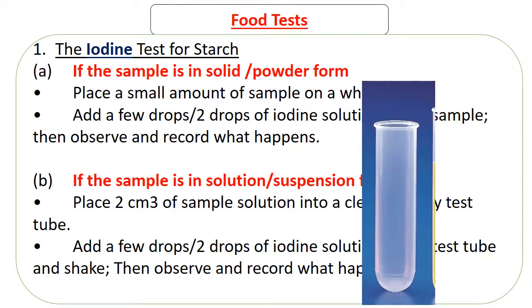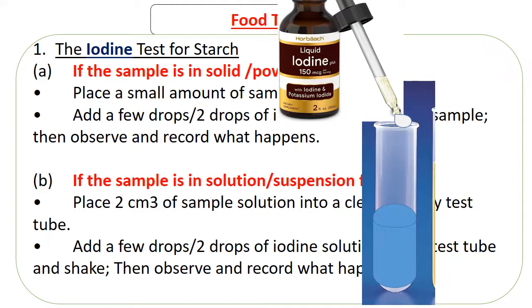So you have a test tube here. You need a measuring cylinder where you're going to put your 2 cm³ of sample solution. Then once you have that, you can pour that solution in here. So this is going to be 2 cm³. Then you can add a few drops or 2 drops of iodine solution. Then observe and record what happens.